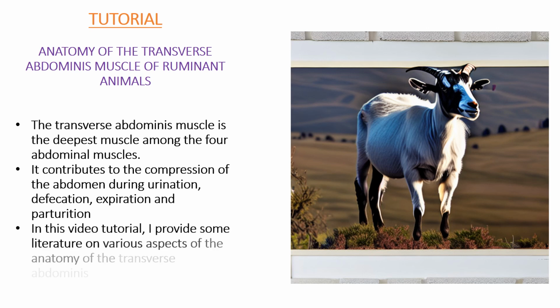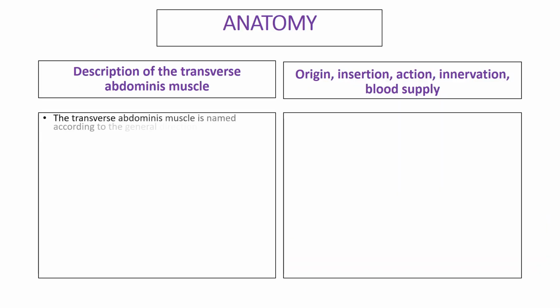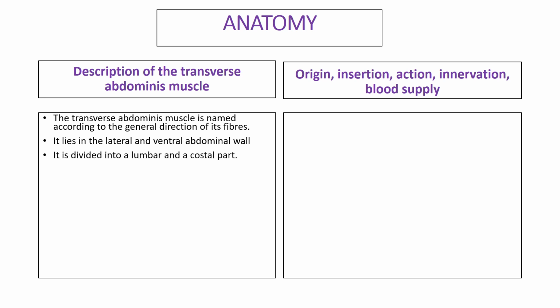In this video tutorial, I will provide some literature on the various aspects of the anatomy of the transverse abdominis muscle. The transverse abdominis muscle is named according to the general direction of its fibers. It lies in the lateral and ventral abdominal wall. It can be divided into two parts. There is a lumbar part and also a costal part.